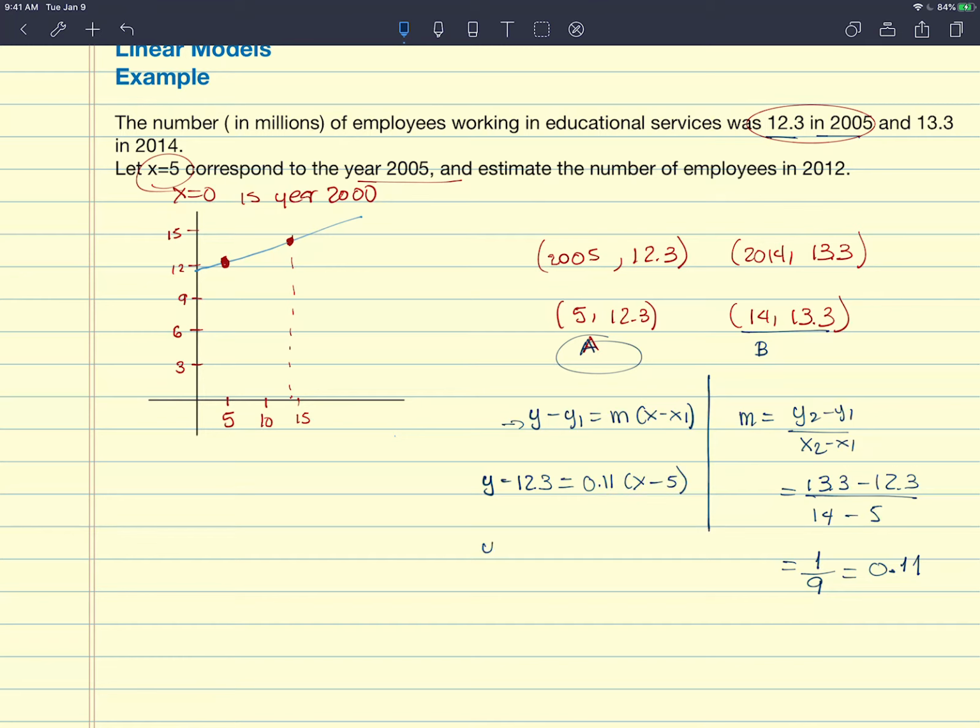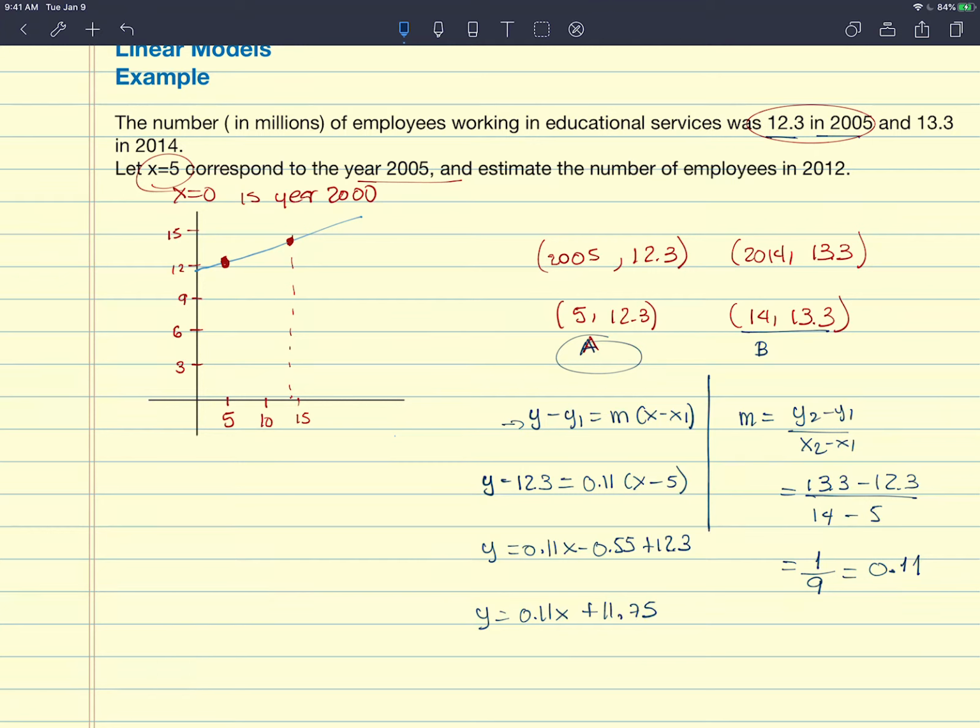Okay, so this becomes y equals 0.11x minus 0.55 plus 12.3. So put this together and becomes y equals 0.11x. I'm going to do it on my calculator just to be sure that I got it right. 12.3 minus 0.55 is 11.75.